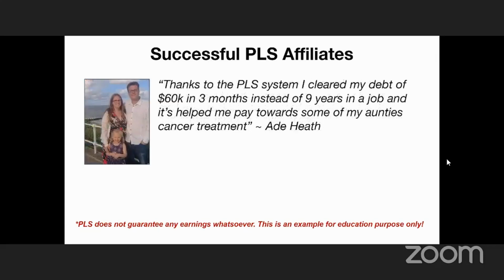And then we have Aid Heath. Now, Aid's also a newcomer here in Power Lead System. He's on the leaderboard. You will see his name. He actually jumped into Power Lead System, and within 3 months, he was able to clear $60,000 of bad debt, which would be terrible if he had to spend 9 years, like he says, in a job. And basically, he took some of his earnings and was able to help his aunt with her cancer treatment bills.